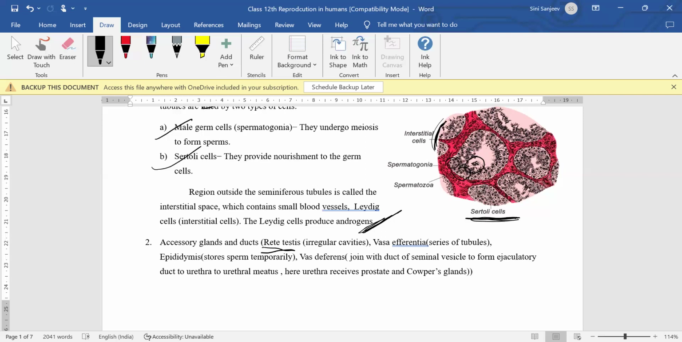Now, the epididymis: whenever sperm is being produced, it has to be temporarily stored, because before that sperm is released into the female body, it has to be stored somewhere. So for that purpose only, the epididymis is present. It is going to temporarily store those sperms there.